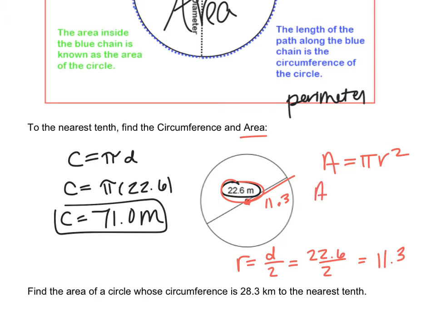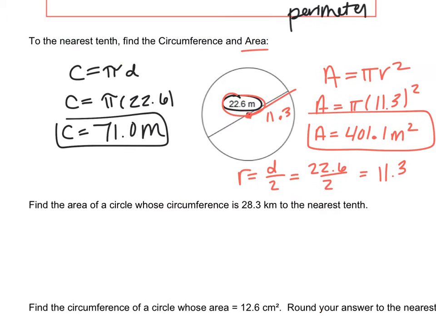So I now plug it into my formula. So area equals pi times my radius of 11.3 squared. I type it into my calculator, and I get my area to be 401.1 meters squared. So that's the final answer for that question. My circumference is 71.0 meters, and my area is 401.1 meters squared.